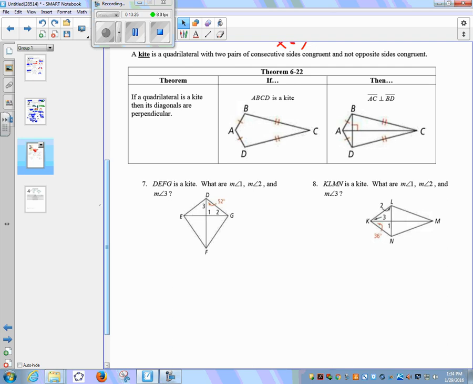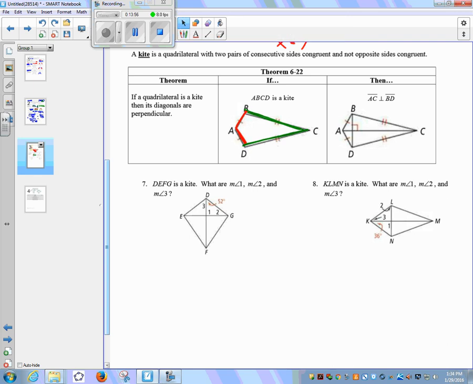So a kite here has no pairs of parallel sides. It's got 2 pairs of consecutive sides congruent. In other words, 2 pairs of sides that are next to each other, consecutive means next to each other, that are congruent, but not opposite sides congruent.